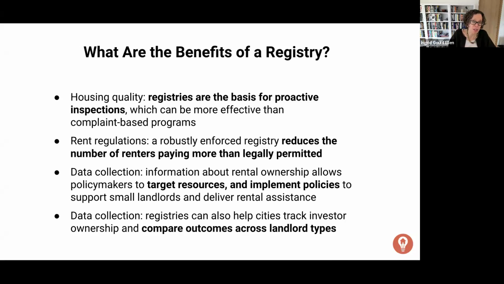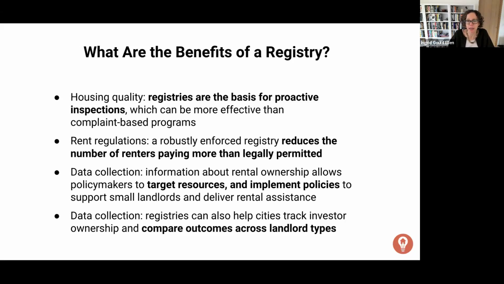Secondly, in cities with rent regulation ordinances, the rent registries can really help in enforcing those rent regulations and ensuring that owners are not charging more than they're legally allowed to. They're also incredibly helpful for data collection more broadly.